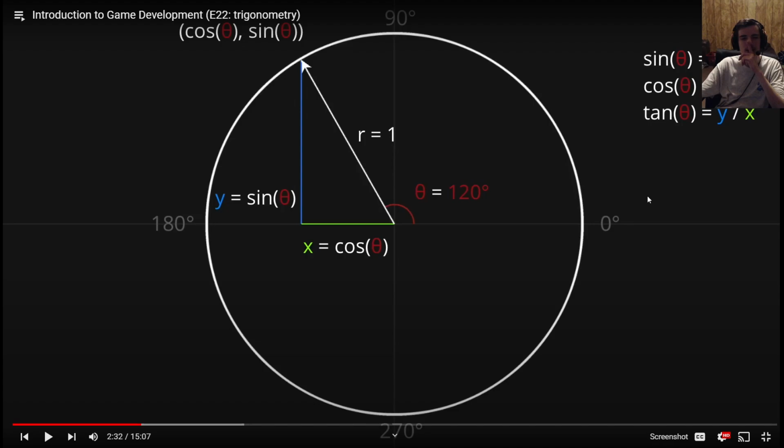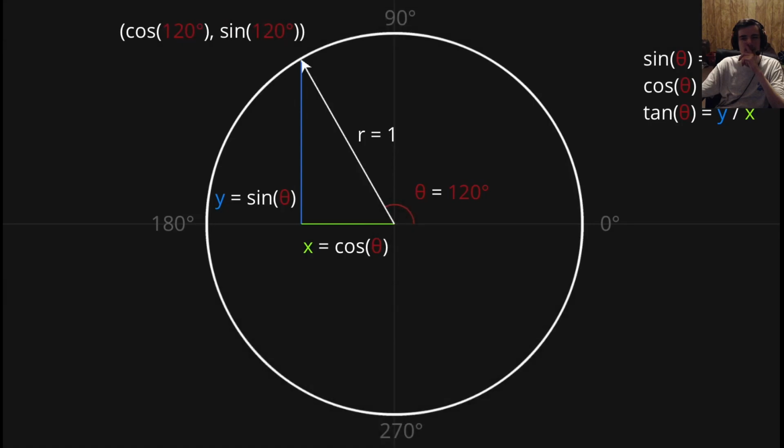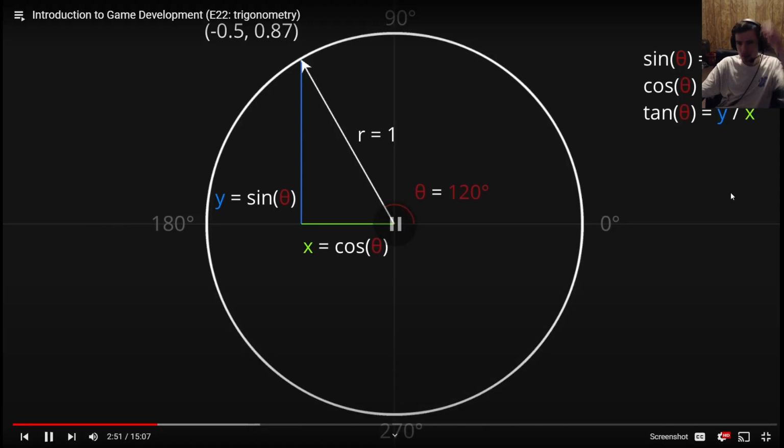In this example, we said that theta is 120 degrees, so we can just use a calculator to find cos 120 degrees equals negative a half, and sine 120 degrees is about 0.87. Before we move on to the second problem, I'd like to look at the graphs of the sine, cosine, and tan functions.